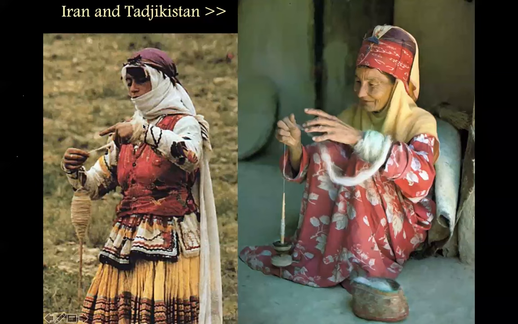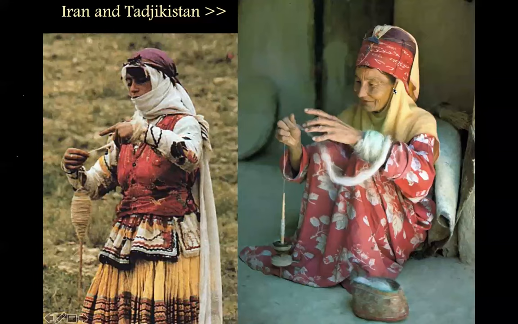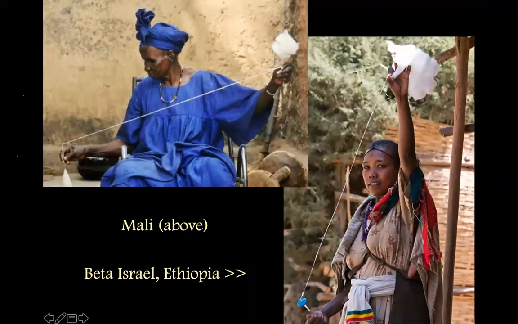I love this picture. And then in West Africa, you have a little stick being used as a distaff in Togo and in Benin Republic. And they just keep adding it onto the stick. Mali, the staff in hand. And then the Jews in Ethiopia also. I can't really tell if she's got a distaff there, if she's just got a big wad of cotton.